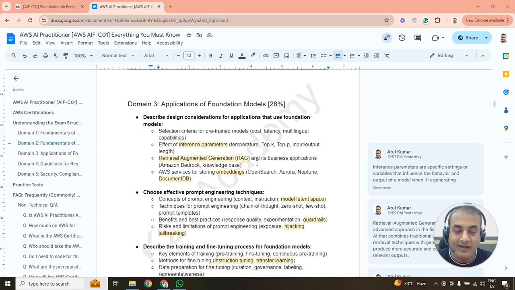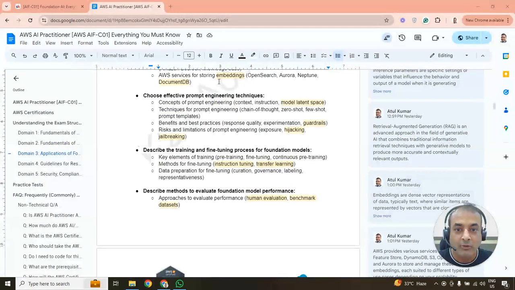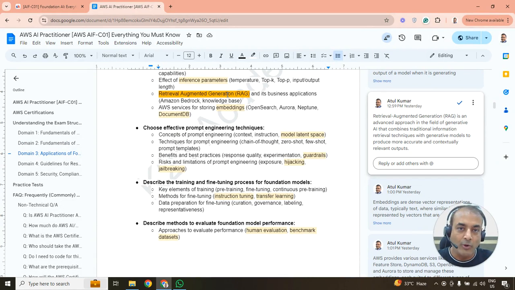Also, you should be familiar with retrieval augmented generation, RAG, and its business applications. How do you implement them using Bedrock or knowledge bases as well? Assume you already have a foundation model trained on internet-scale data, but then you have your own data. For example, in our case, we are using a lot of tickets that come to our ticketing system. We can point the data source to that pool of tickets, and then give customized responses based on that data source.